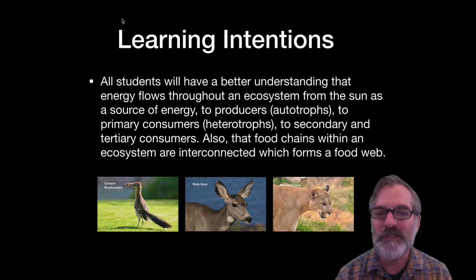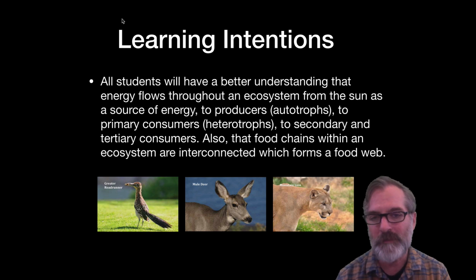The learning intention. All students will have a better understanding that energy flows throughout an ecosystem from the sun as a source of energy to producers, which are called autotrophs, to primary consumers, which are heterotrophs, and then to secondary and tertiary and possibly quaternary consumers, which are also heterotrophs. Also, that food chains within an ecosystem are interconnected, which forms a food web.